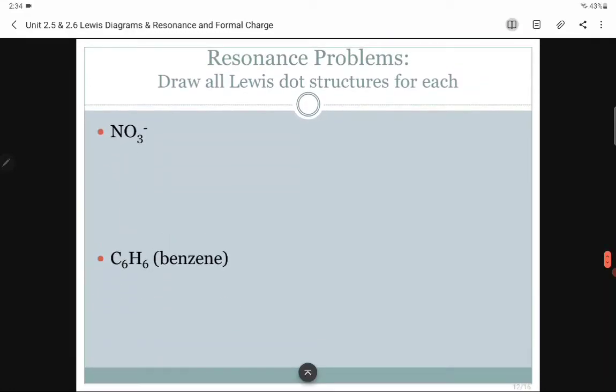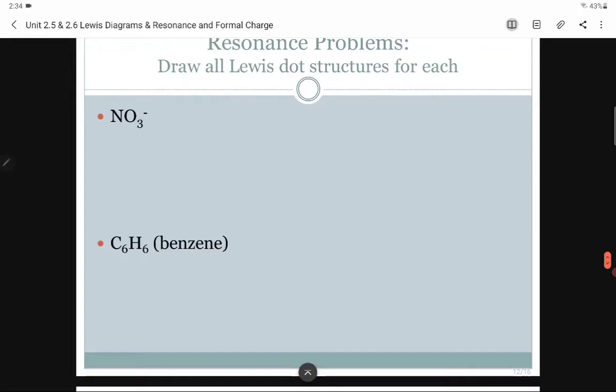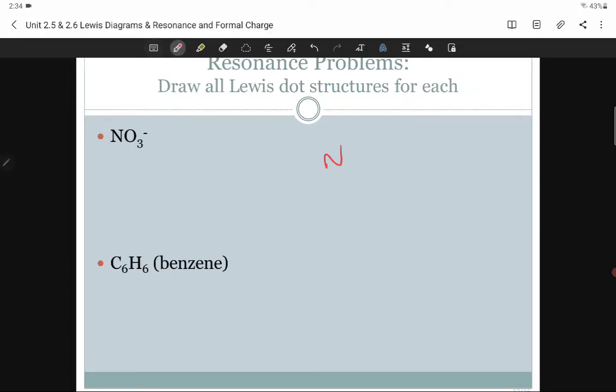So here's a couple more resonance structures. This is a good habit to get into. Just make sure you do the brackets with the minus before you even get anywhere, because you might forget to do that later on. Nitrogen has 5. 3 times 6, 18. And then this negative means it has 1 more electron. So that looks like you have 24 dots.